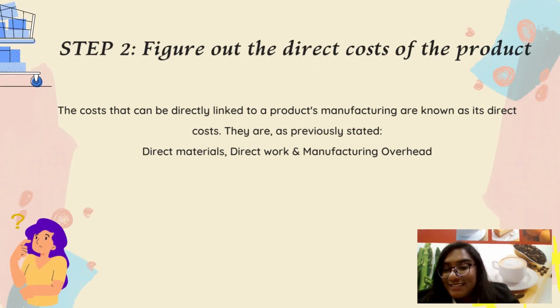Let's move on to our second step, which is to figure out the direct cost of the product. The costs that can be directly linked or connected to a product's manufacturing are known as its direct costs. They are previously stated as direct materials, direct labor, and manufacturing overhead. I hope these first two steps are clear to you all, so we can move on to our third step.